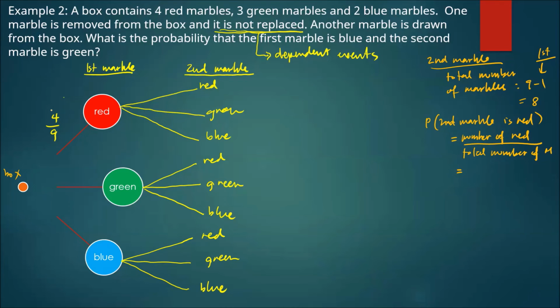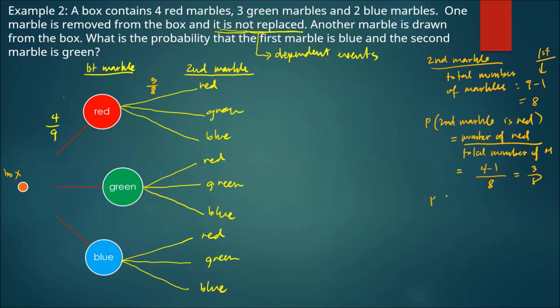We already removed 1 red. So therefore, our probability is going to be 4 minus 1, right? Because our first marble is red, all over the total number of marbles, which is now 8. Okay, and that will be 3 over 8. So therefore, the probability here is 3 over 8.